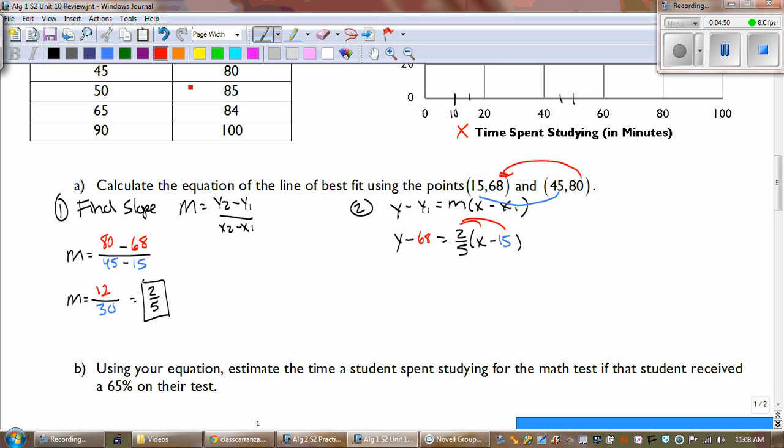Okay, so go ahead and distribute. We get y minus 68 equals 2/5 x, and 2/5 times 15 is what? You should have gotten 6, so minus 6. Okay, and then the last thing, to get the y all by itself, we have to add 68. And then our final equation is y equals 2/5 x plus 62.